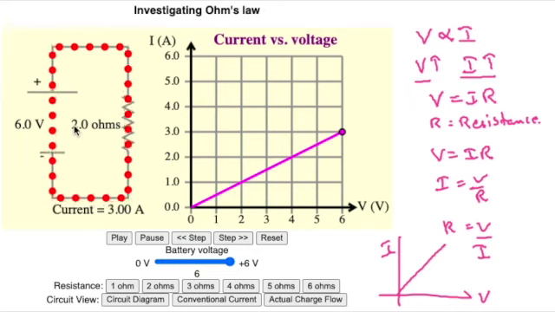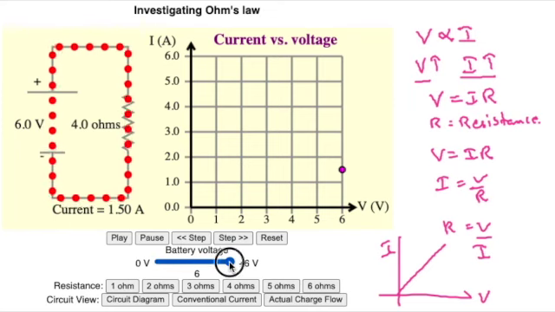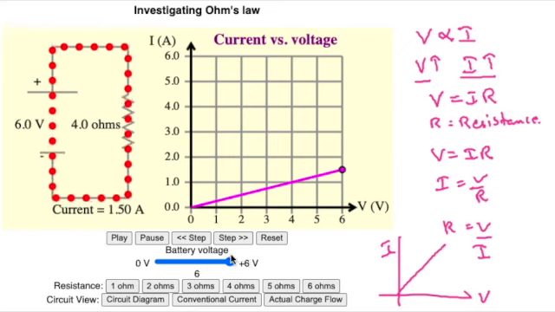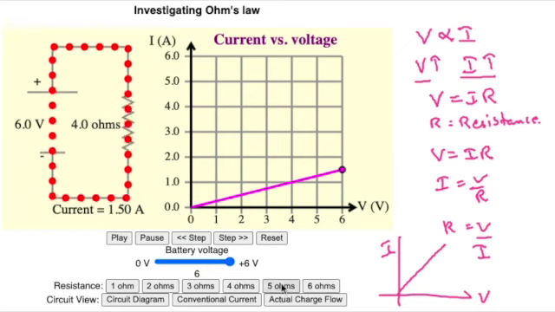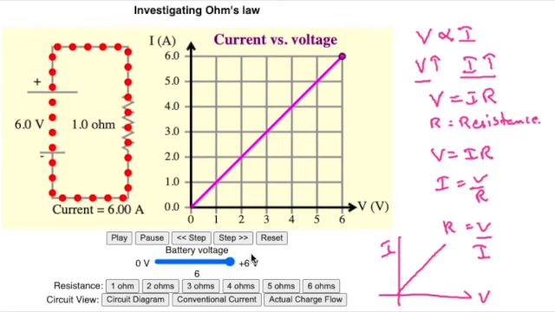Initially, by default, I have chosen 2 ohms. Let me change it to 4 ohms. Now let us see the current versus voltage graph. So this is how the current versus voltage graph looks. Let me go to 1 ohm. So this is the current versus voltage graph.